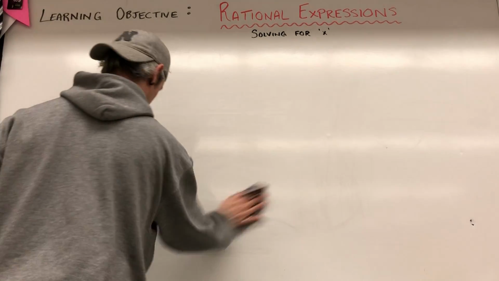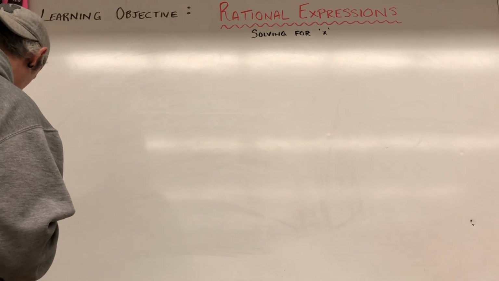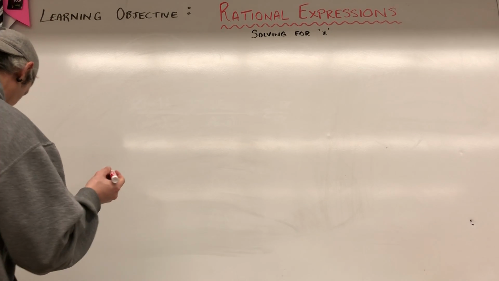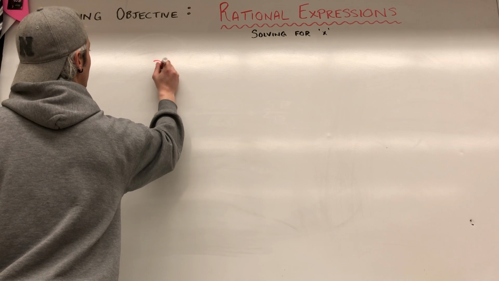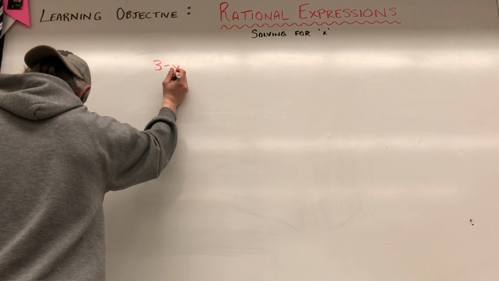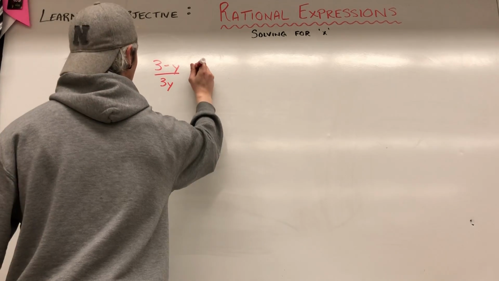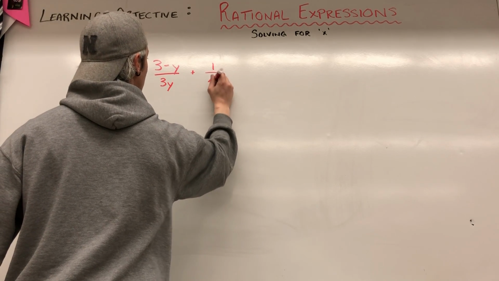Okay. So let's do another one now. Okay. Let's say I had 3 minus y over 3y plus 1 over 4.